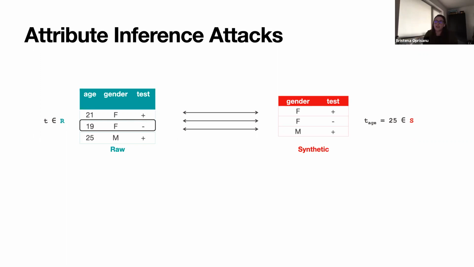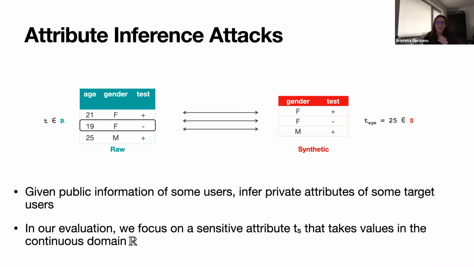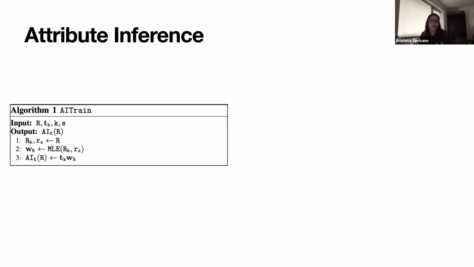If we look at the attribute inference attack, in a nutshell, given some public information of some user, we want to infer some private attributes of the target user. And in our evaluation, to be more specific, we focus on a sensitive attribute that takes values in a continuous domain. And first, what we do is train our adversary model.